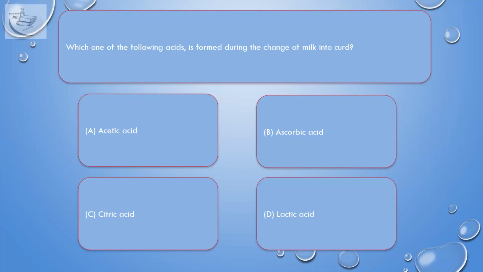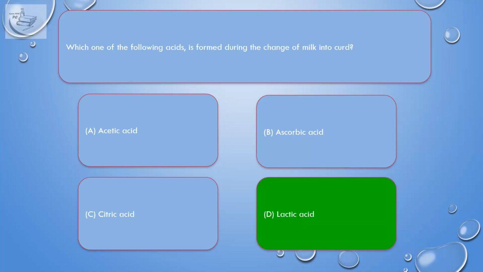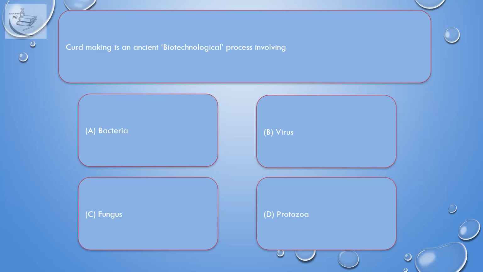Question: which one of the following acids is formed during the change of milk into curd? A. Acetic acid. B. Ascorbic acid. C. Citric acid. D. Lactic acid. Correct answer is D. Lactic acid. Question: curd making is an ancient biotechnological process involving A. Bacteria. B. Virus. C. Fungus. D. Protozoa. Correct answer is A. Bacteria.